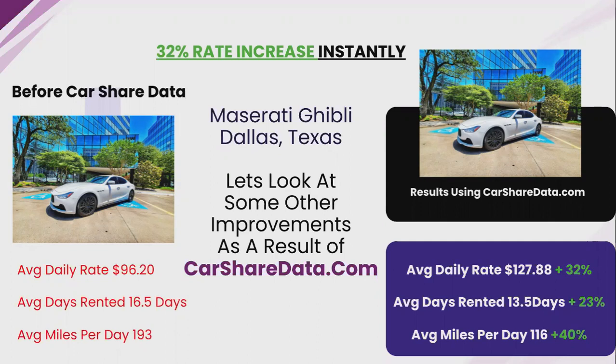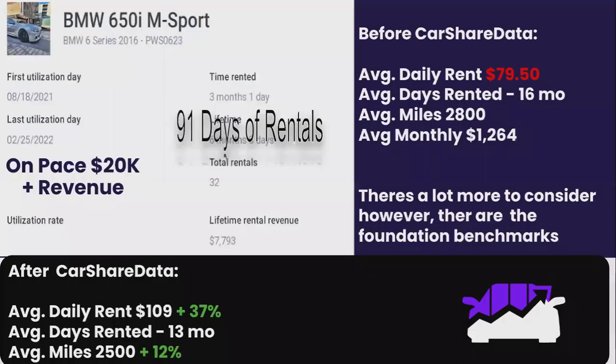Okay. We didn't lose a ton of days. So where you're basically at a trade-off and you're at a net zero gain. We only lost 3 days. Most likely those were bad, unprofitable days that we shaved off. Average miles per day went down to 116 from 193, which is a 40% improvement.